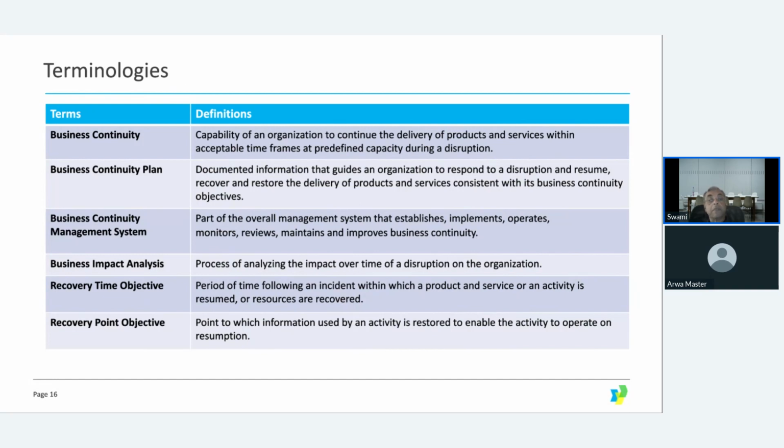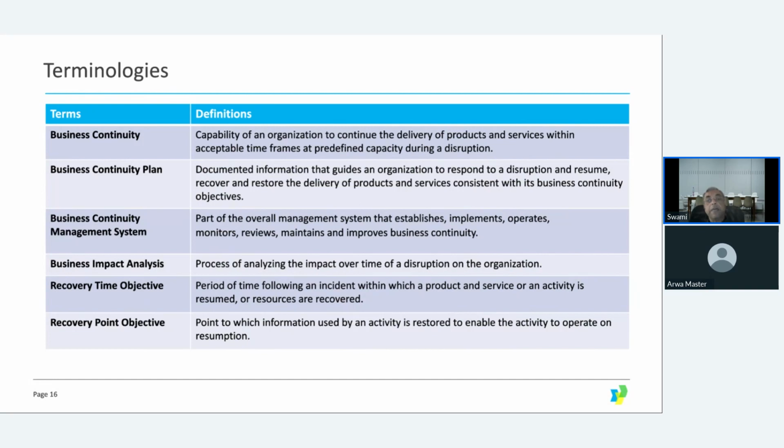Now, coming back to the business continuity management system, this is a part of our overall management system that establishes, implements, operates, monitors, reviews, maintains, and improves business continuity. As you know, in any management system, we always plan, do, check, and act. We follow a PDCA model. Here also the same process is followed for business continuity. We will be seeing how it is going to be achieved in the subsequent slides.